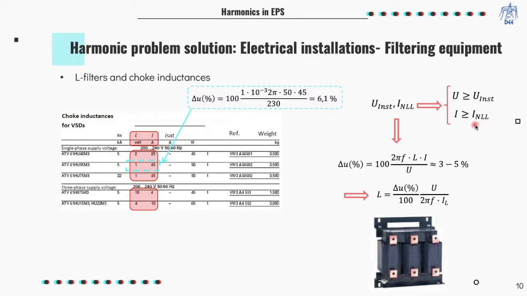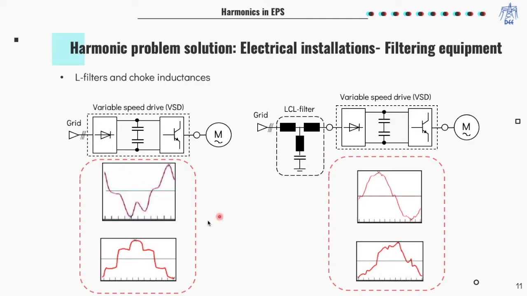The value of the inductance in the following table corresponds to a voltage drop in the inductance of approximately 3 to 5%. For example, for a choke inductance of 1 mH and 45 amperes, the voltage drop in this inductance becomes 6.1%. The following diagram shows another type of choke inductance, as well as the change in the waveform of the nonlinear load consumed current.